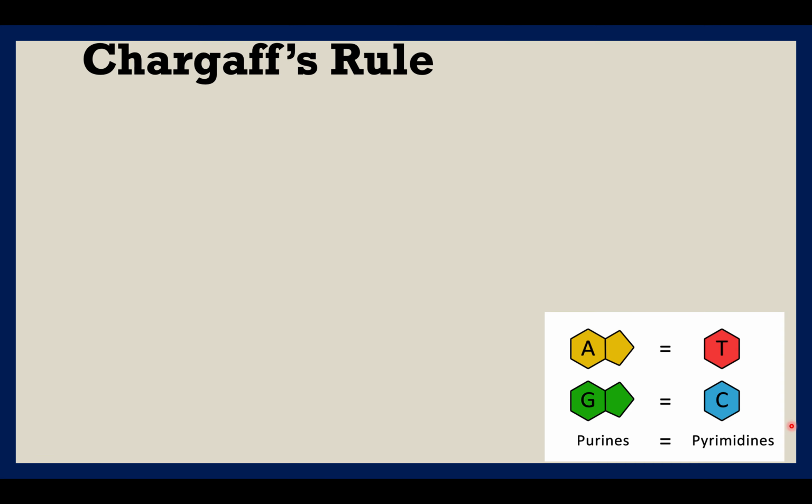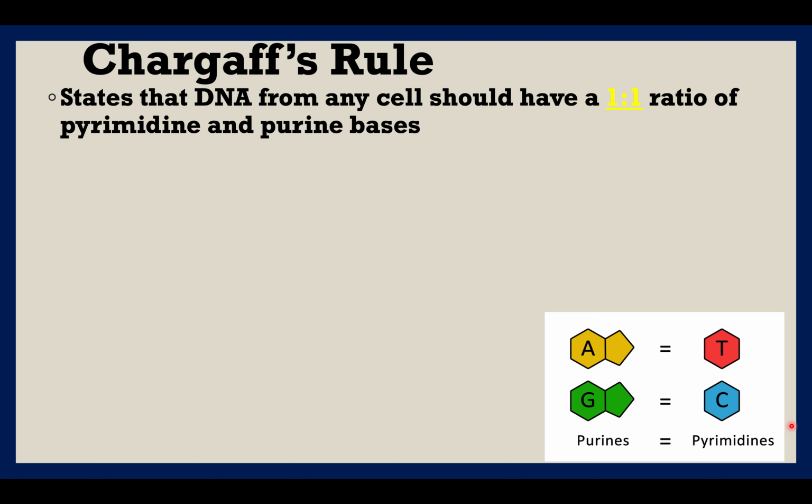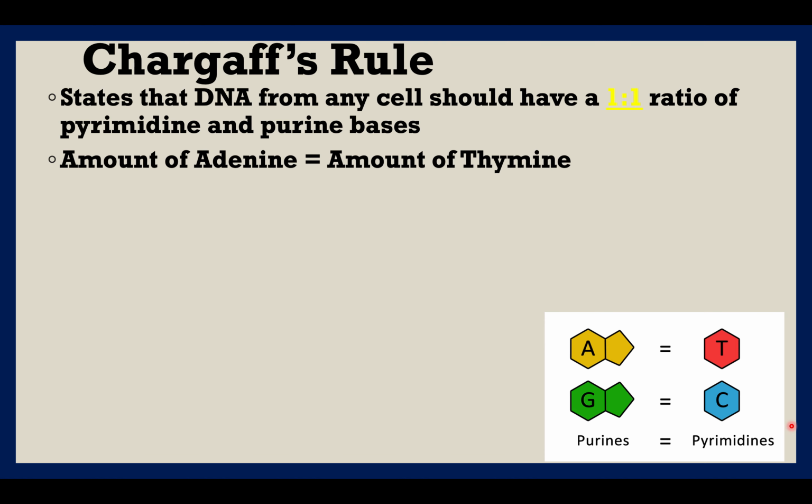Let's talk about Chargaff's rule. This rule is basically the ratio that DNA has to follow regarding the nitrogenous bases. This rule states that DNA from any cell would have a 1-to-1 ratio of pyrimidine and purine bases. But it gets a little bit more specific than that, as follows. The amount of adenine is equal to the amount of thymine. Alright? So adenine has to be equal to thymine.